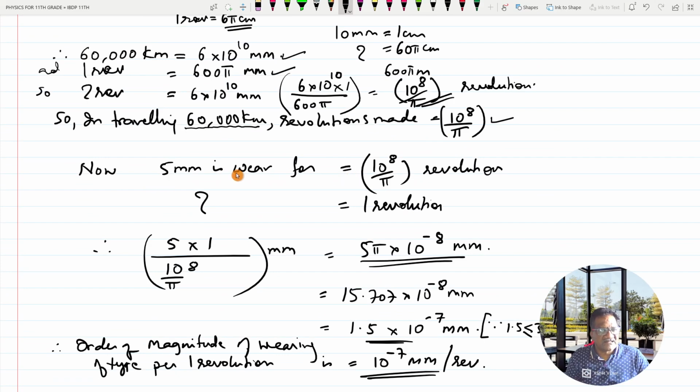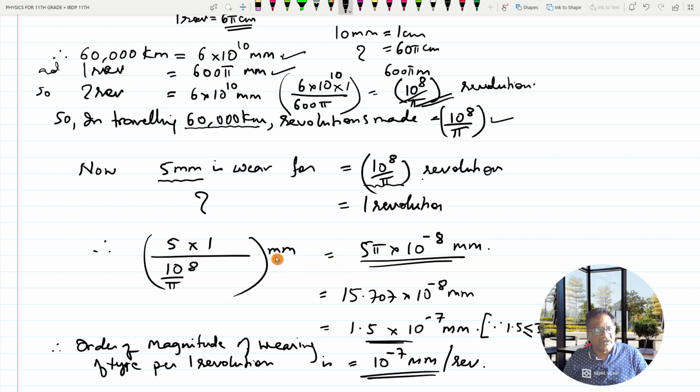In traveling 60,000 kilometer, the number of revolutions was 10 is to 8 upon pi. Now, let us come to this second statement. 5 millimeter is the wear taking place for 60,000 kilometer. Now 60,000 kilometer is equivalent to 10 is to 8 upon pi revolutions. So 5 millimeter wear is taking place for this many revolutions. So for one revolution, what will be the wear? To work this out, you have to cross multiply: 5 into 1 divided by 10 raised to 8 upon pi. This will be the wear in millimeter.